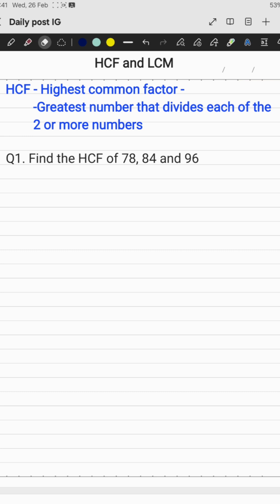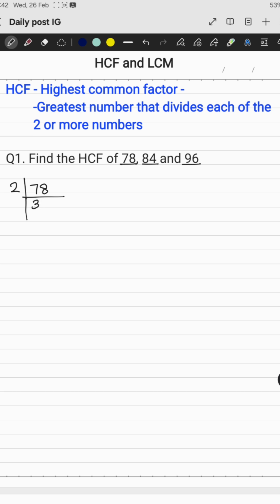Let us take a question. Find the HCF of 78, 84 and 96. Let us do prime factorization. The first number is 78. Which is the smallest prime number that can divide 78? The first one is 2, because you have 8 in the ones place. So let's divide by 2.